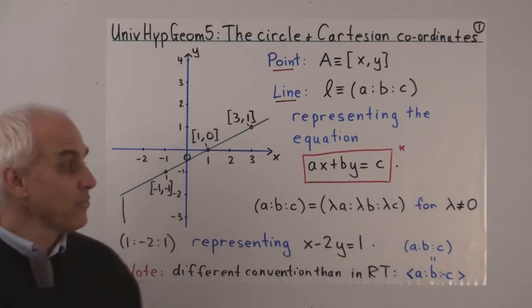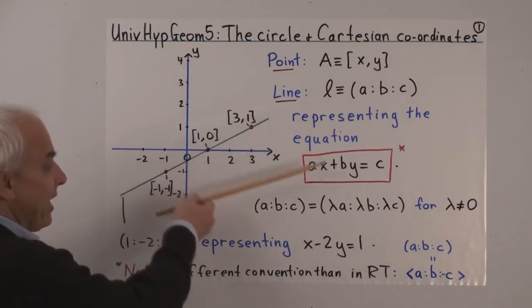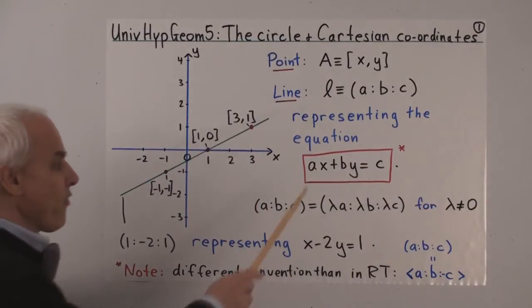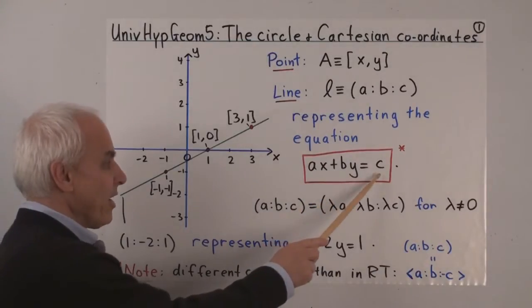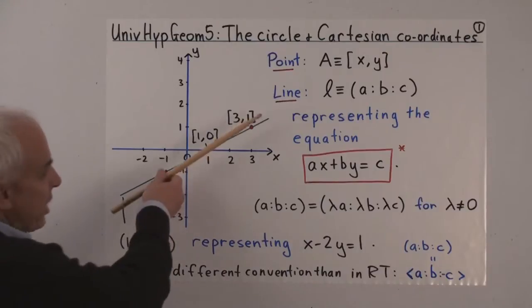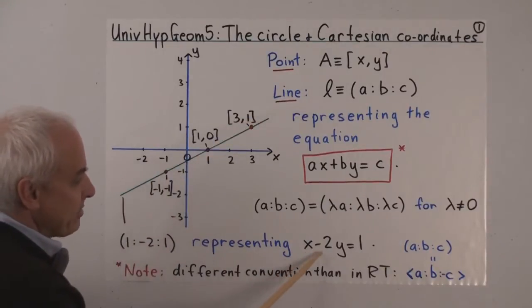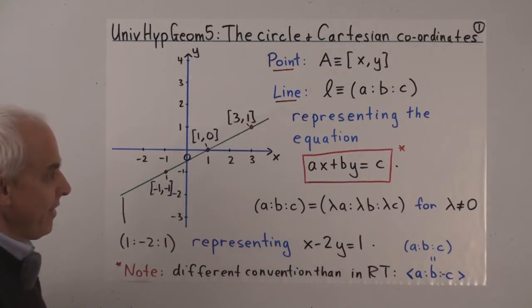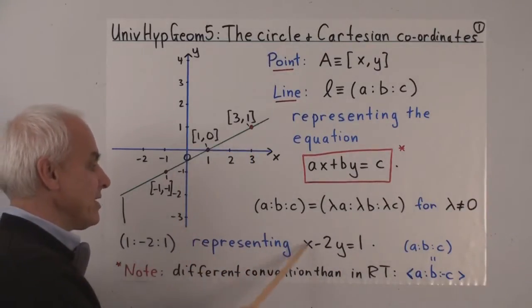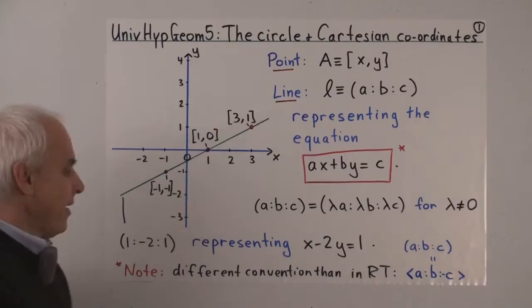A line, on the other hand, will be represented by a linear equation in x and y. Something in the form ax + by = c. And this particular equation is x - 2y = 1. And I remind you that that means that all the points on the line satisfy this equation.